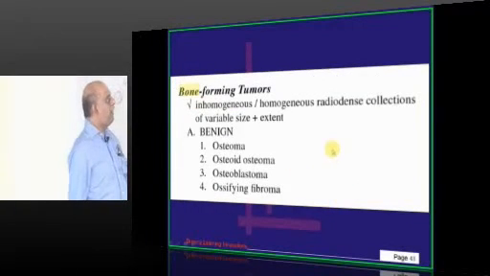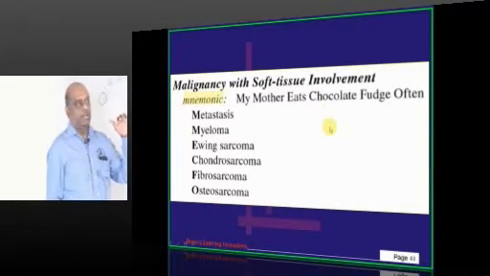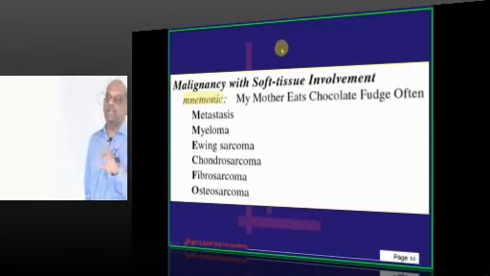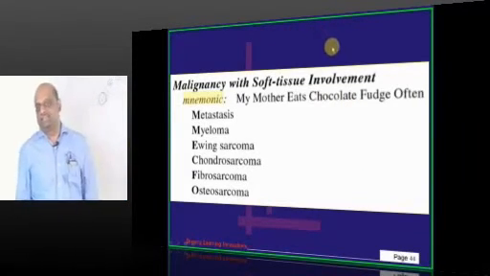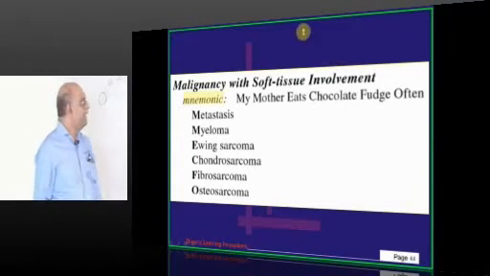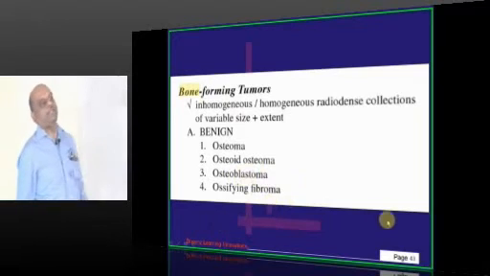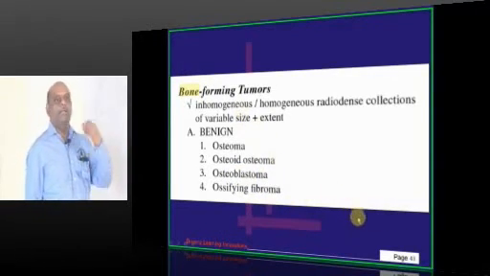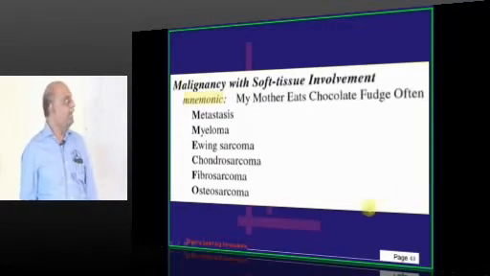Then what are bone forming tumors? What are the bone tumors which involve the soft tissue? So these are the two more nagging lists that you need to remember. Okay. So osteoma, osteoid osteoma, osteoblastoma, ossifying fibroma. These are all classically called bone forming bone tumors. They form the bone, right?